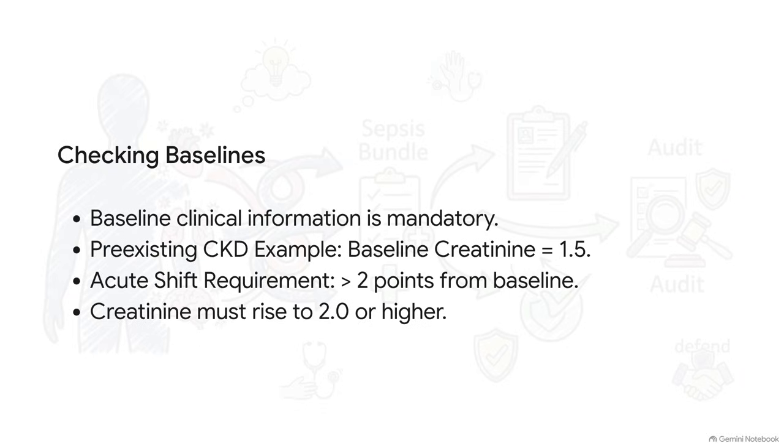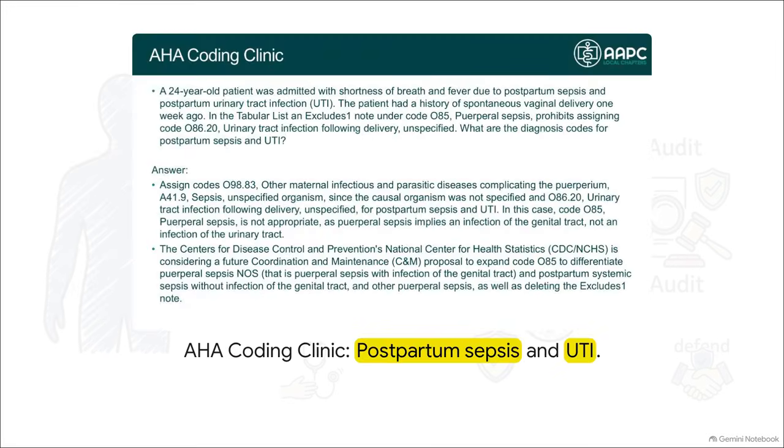That is less than 2. Sepsis and septic shock are clinically non-evident here. The documentation creates massive audit vulnerability, plus urosepsis is just a non-specific clinical term anyway. You must always check the baseline and calculate the raw score yourself. Now, what's really interesting here is how specific circumstances can change the coding logic entirely.